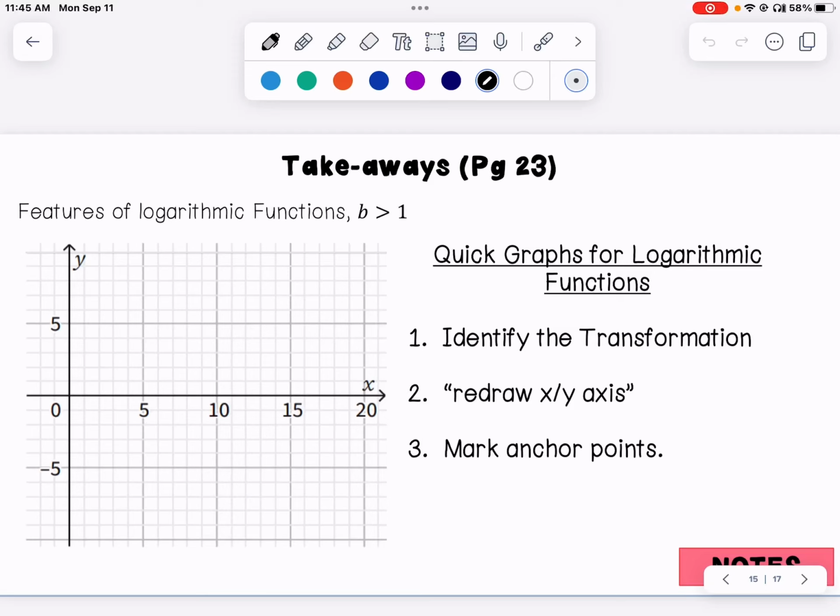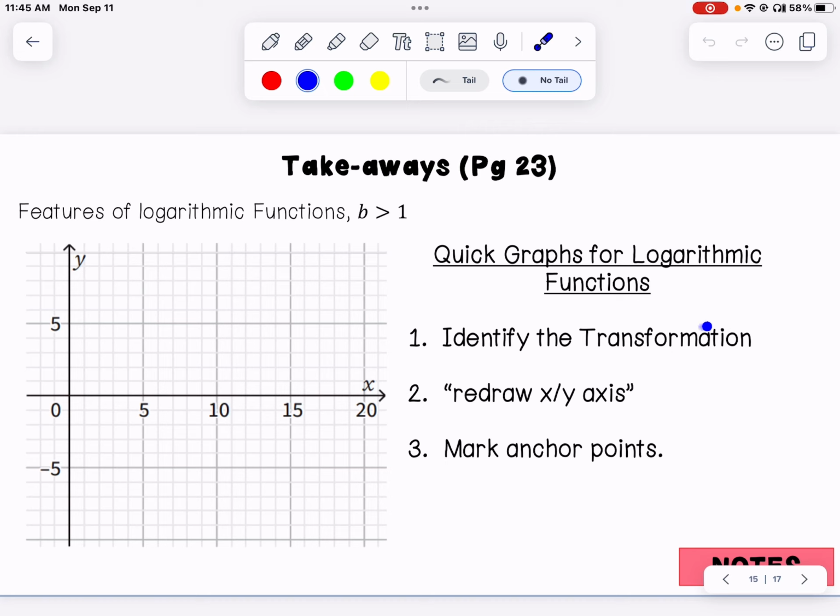Alright, so in this quick video, we're going to review how to quickly draw a logarithmic function based on its transformations. So the three ideas are right here. The first thing we always want to do is identify the transformation in the equation. So right now we're just looking at vertical shifts and horizontal shifts.